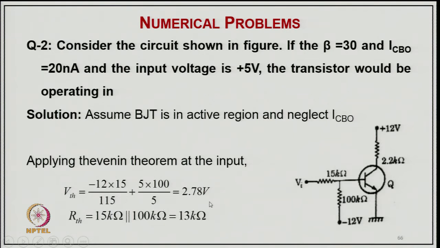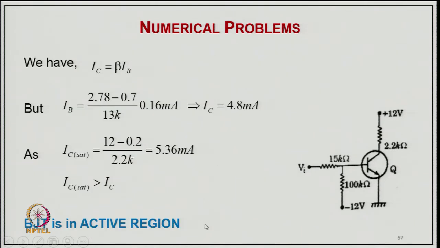So, it will be 2.78 volt, and RTH, that is the biasing resistance, corresponds to 15 in parallel with 100. So, it becomes 13 kilo ohm. So, you will have now the equivalent circuit here. So, we have IC equal to beta IB. So, IB will be 2.78 minus 0.7 divided by 13 K, that is 0.16 milliampere.